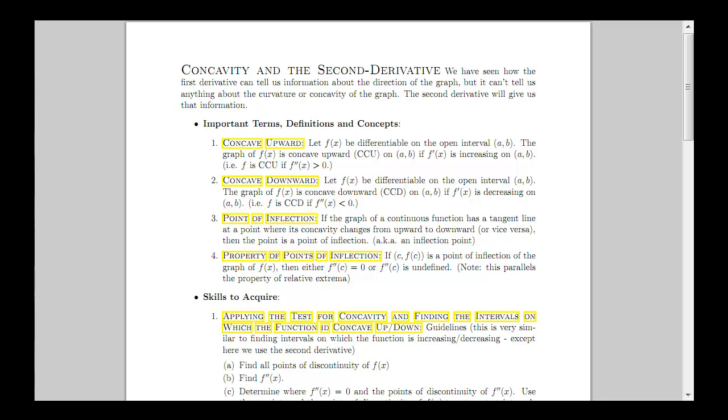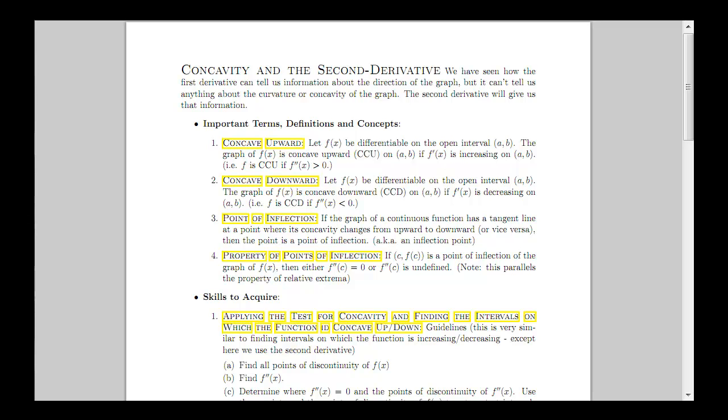So in the previous section, we talked about increasing and decreasing, and how we use the first derivative to determine where a function is increasing and decreasing, and also to find relative extrema. Now we're going to take it one step further and use the second derivative to tell us about the concavity, or the curvature of the graph, whether it's curved downward or curved upward. So the second derivative will give us that information.